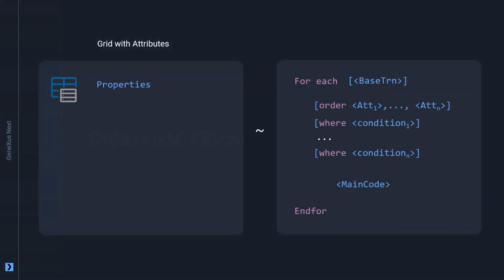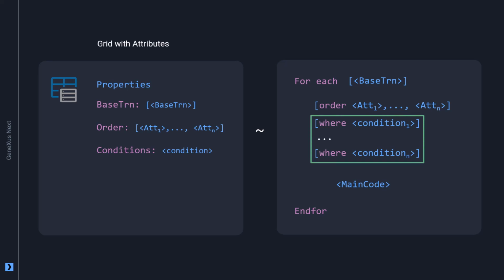Since a grid with attributes is equivalent to a for each, we may wonder how to sort or filter the retrieved data, since we do not have access to the programming of the for each because it is implicit. As we have the base transaction property of the grid to specify its base transaction, we will have the order and conditions properties, the multiple where clauses that could be specified in the for each. Here they can be written as a semicolon separated list.